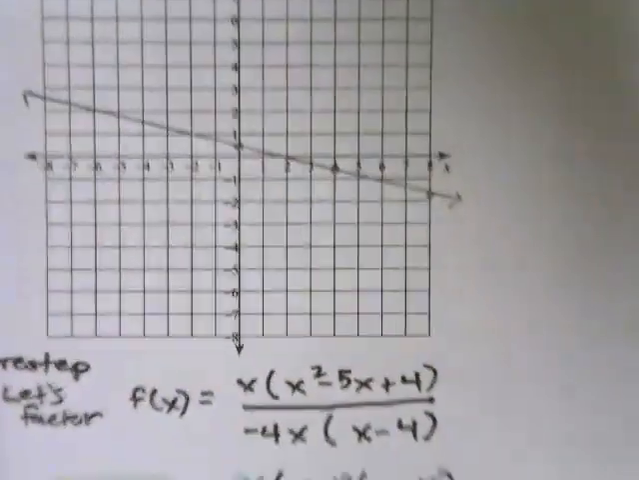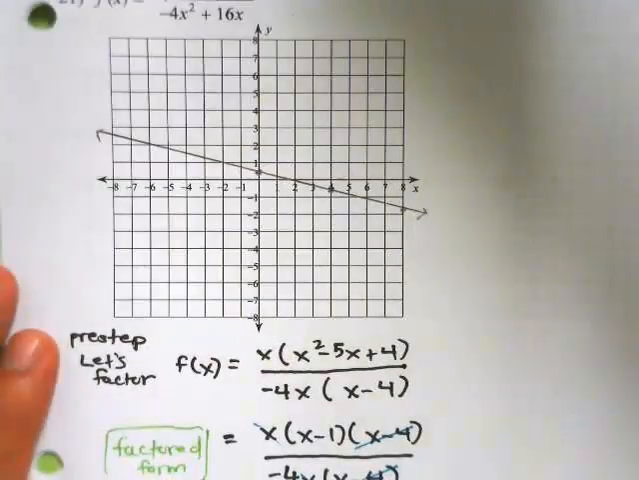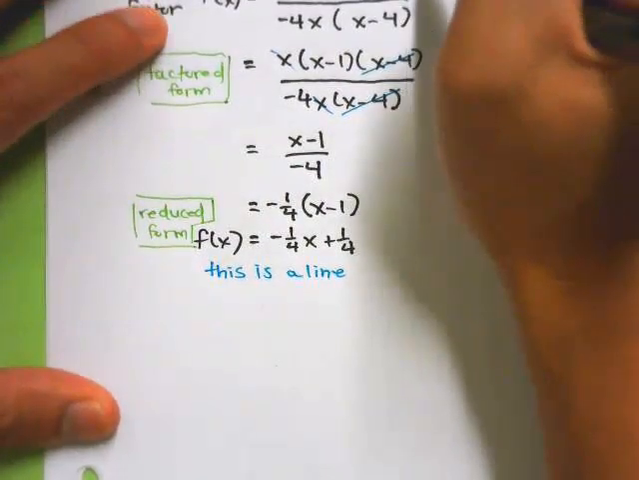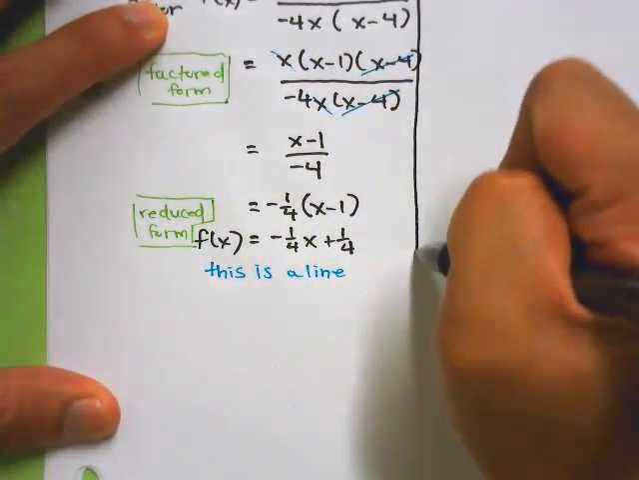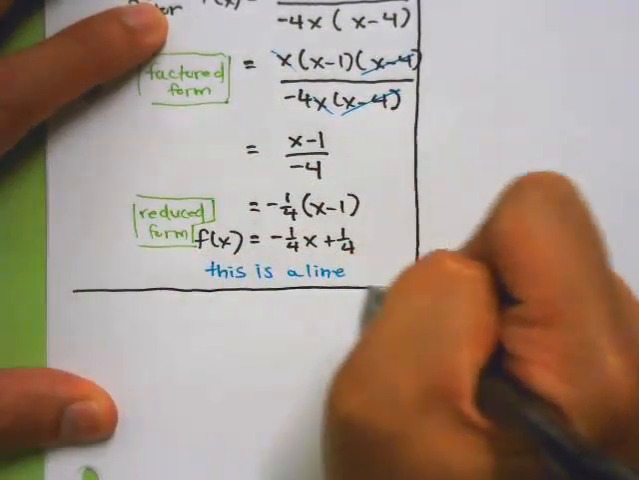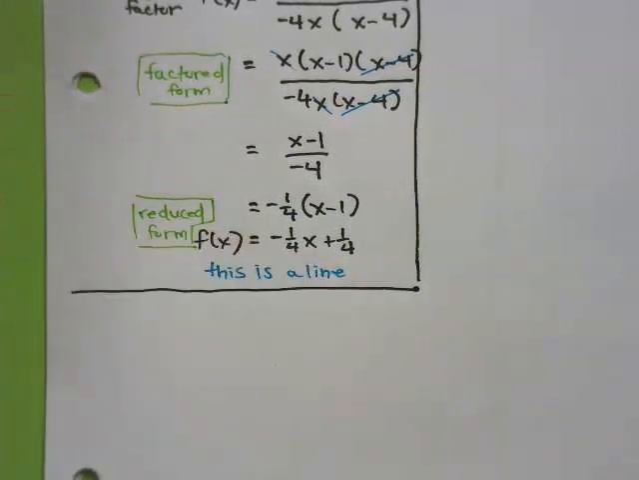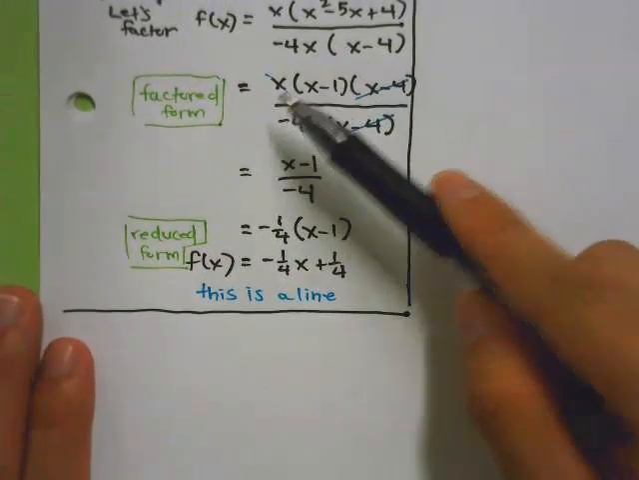Okay, there's a reason why I drew it in pencil, because we're going to be erasing a couple of things. So that's going to be our pre-step over here. The reason we did that is so that we can see the reduced form, what we're actually graphing, and then we can see some other forms that will help us along the way.